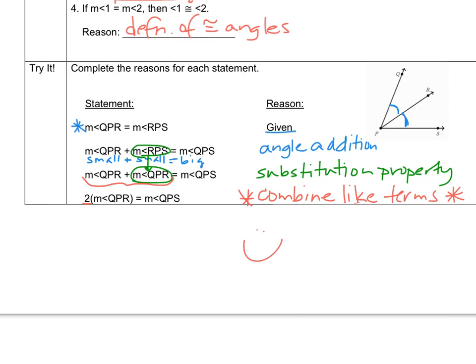All right, everybody, those are the notes for 1-7. Please complete your 1-7 Day 1 worksheet.